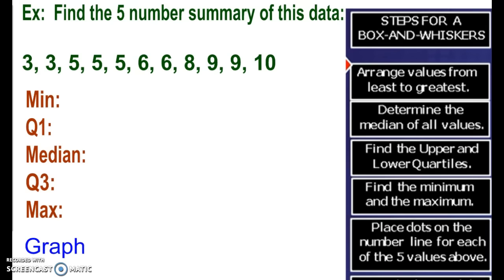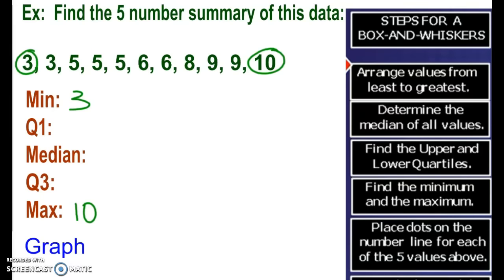Min and max are the easiest to identify, 3 and 10 for this data set, because it's already in order from least to greatest. If it's not, you have to put it in order from least to greatest because we're finding medians, remember? So you need to make sure that the data is in order.